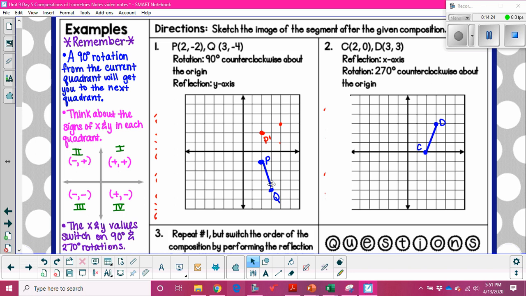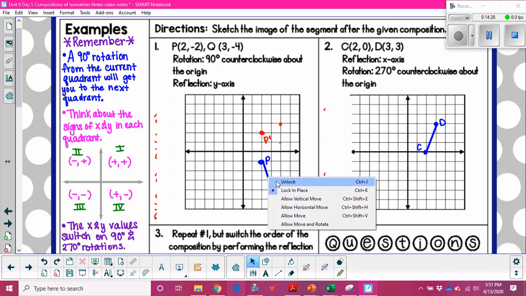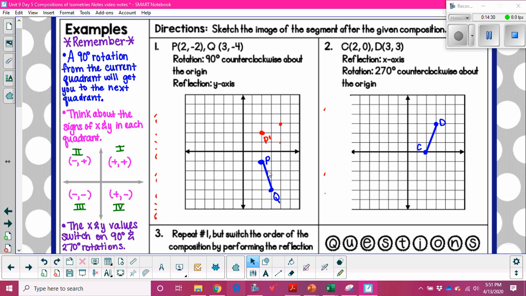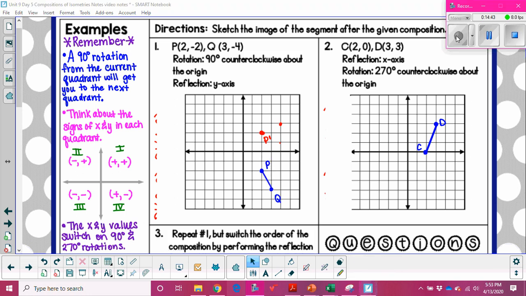Oh, I drew this wrong down here. That is the problem. Let me fix that. Q is at 3. 1, 2, 3, 1. Okay, sorry, fix that problem.